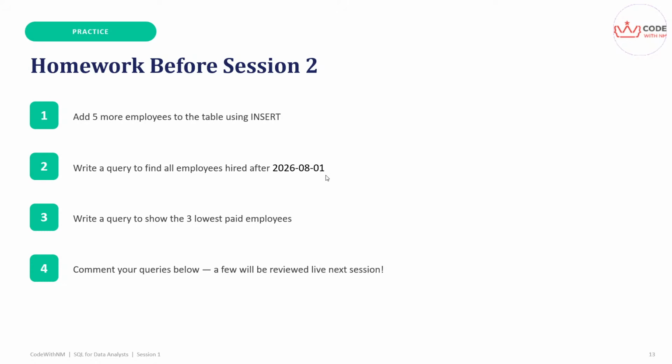I'm saying it 2026, but make sure you add the employees' hiring date from this year, Jan up till August, and then just check. Let me just update the date itself for you all, and check for the employees who have been hired from 1st Jan. So write a query to find all the hired employees after 1st Jan 2026.